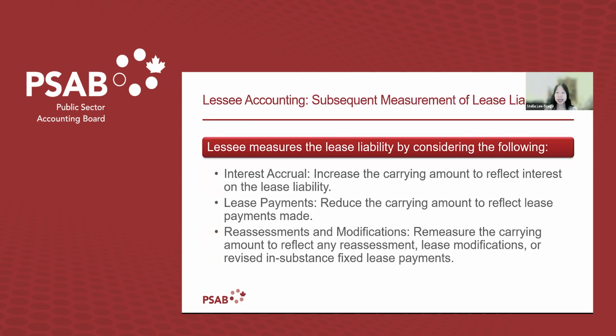After the commencement date, the lessee measures the lease liability by increasing the carrying amount to reflect the interest on the lease liability, reducing the carrying amount to reflect the lease payments made, and remeasuring the carrying amount to reflect any reassessment or lease modifications, or to reflect revised in-substance fixed lease payments. Interest on the lease liability in each period is calculated as the amount that produces a constant periodic rate of interest on the remaining balance of the lease liability.